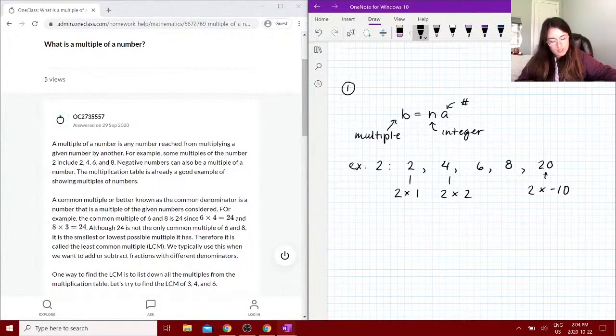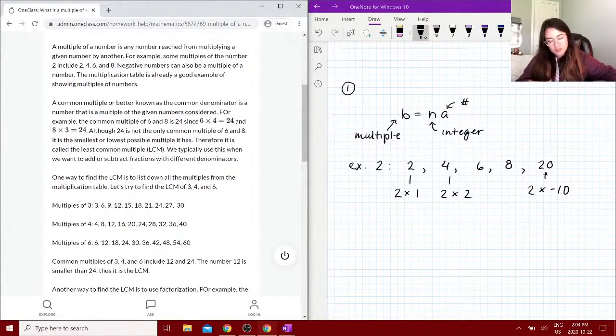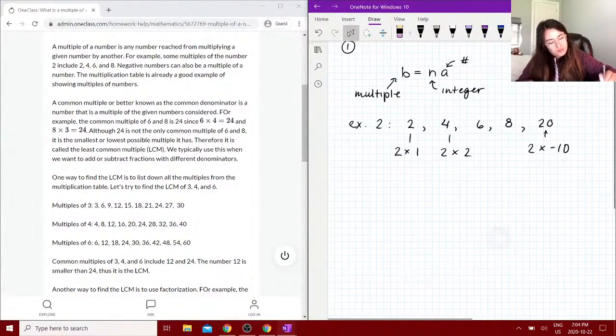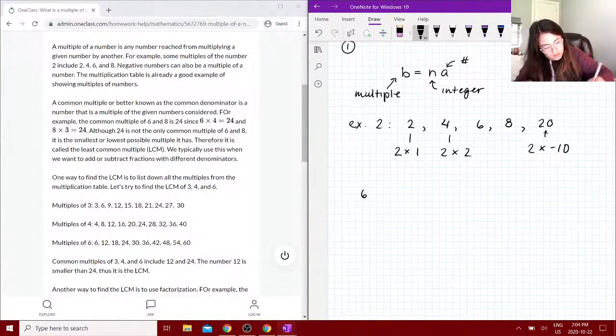It says that the multiplication table is a good example of showing multiples of numbers, and I can say that this is true. It also goes a little bit into saying that a common multiple is something we can look at too. So if we have 2 different numbers, for example, we can have 6 and 8, and look at the multiples of those numbers.